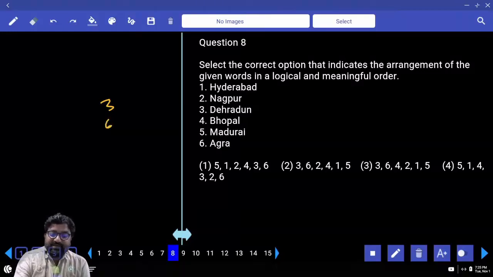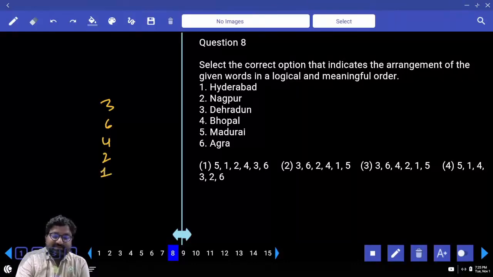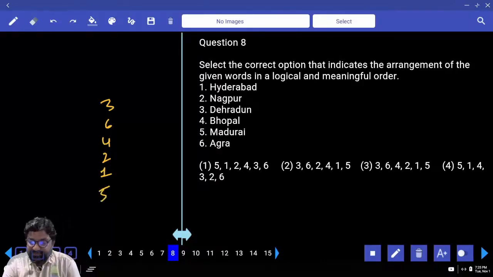After UP, I can see Bhopal. Bhopal is in MP. After Bhopal, shall I go for Nagpur? Yes, because Nagpur is ahead of Telangana, in Maharashtra. And then this is Hyderabad. After Hyderabad, I can go for Madurai. So what is Madurai? 5. 3, 6, 4, 2, 1, 5. Do you have this in the options? Yes. 3, 6, 4, 2, 1, 5. Which option is my answer? Third option.